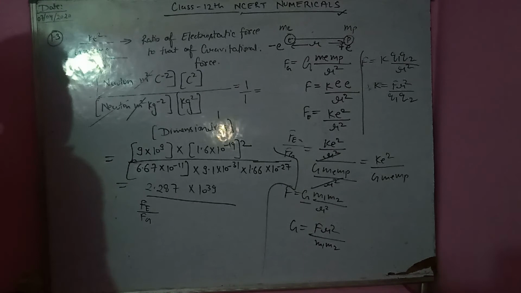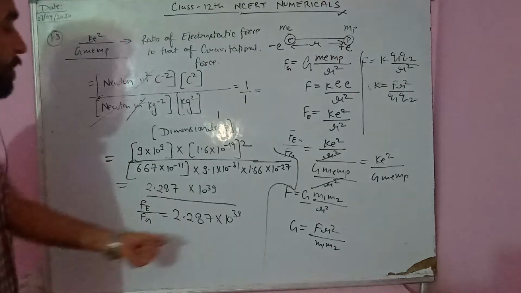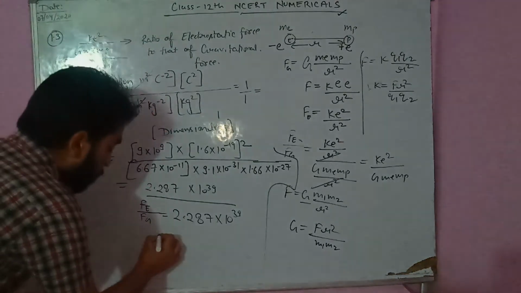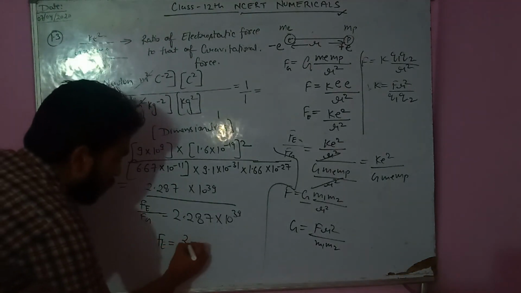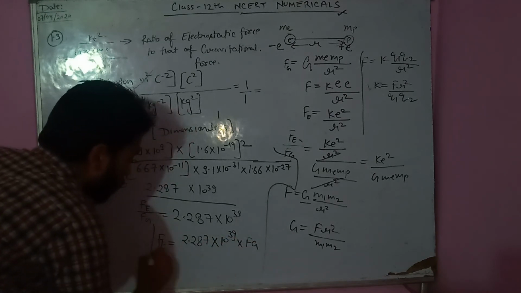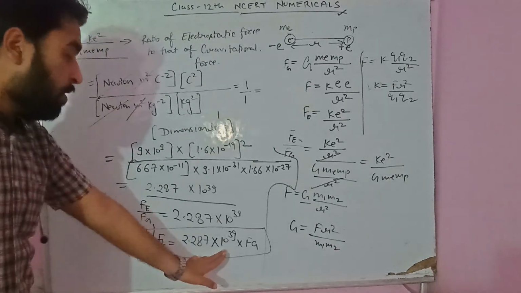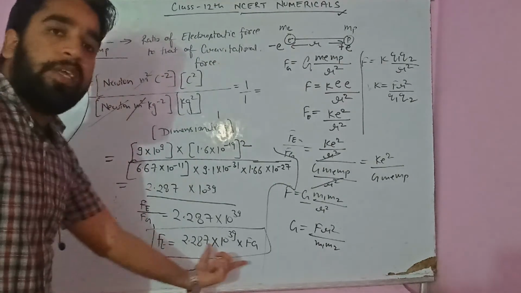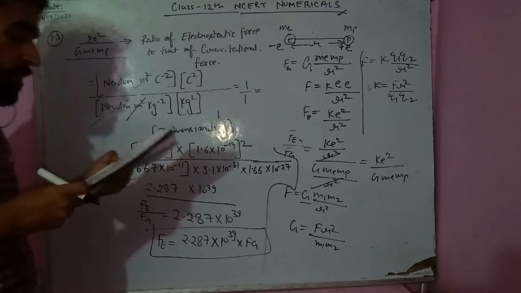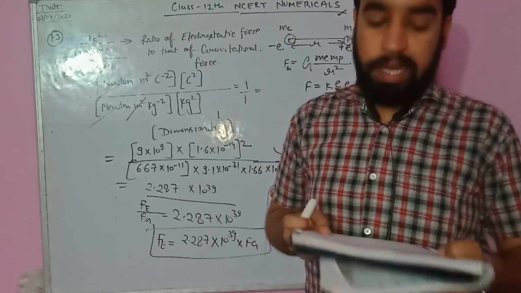And what you are getting is 2.287 into 10 power 39. See the power, that is 39. It means this is a very large value. If you cross multiply, you will get Fe is equal to 2.287 into 10 power 39 into Fg. So you can understand that the electrostatic force is much greater than the gravitational force, by this many times. This is perhaps the question that was asked. So this signifies that the electrostatic force is much greater than the gravitational force. I hope you understood this numerical.